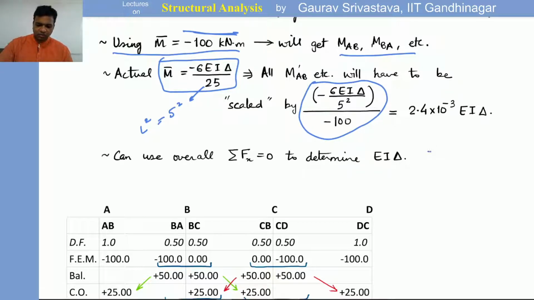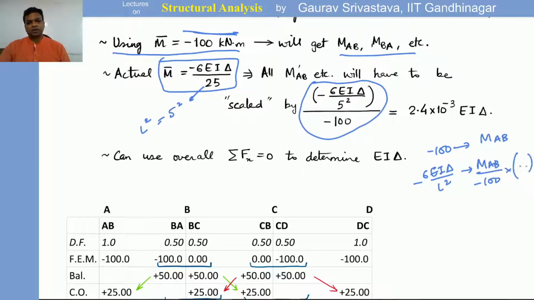So basically we assumed minus 100, we received some, let's say, MAB or MBA, right? But if this was 6 EI delta by L squared, then this would be MAB divided by minus 100 times this 6 EI by L squared times delta. Okay, so this is the very simple logic. So what it means is that once we calculate MAB, MBA, etc., everything has to be scaled by this amount for us to be able to get actually, if 1.84 was applied, then what would happen, right? And to calculate EI delta, we can use the overall force balance.